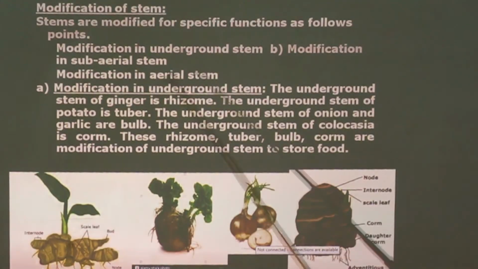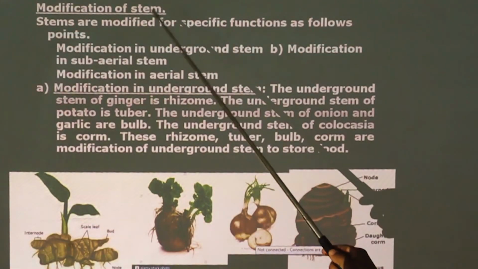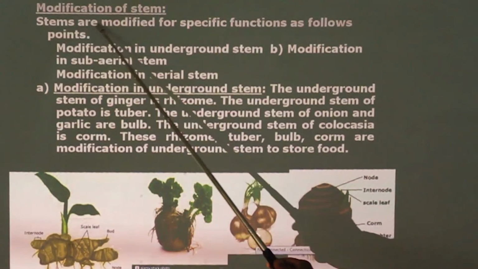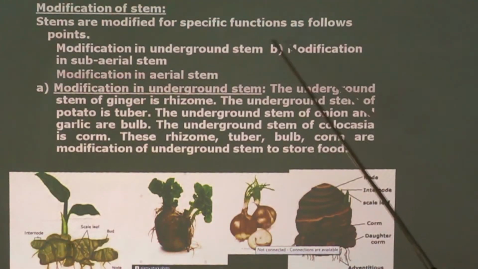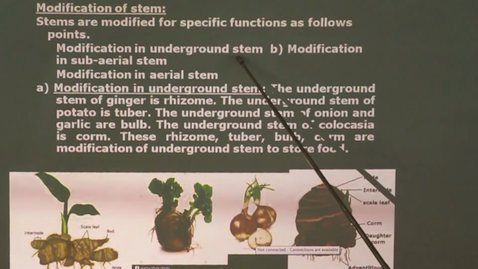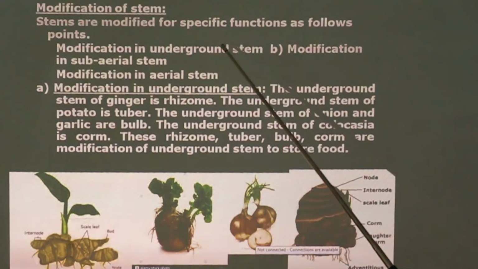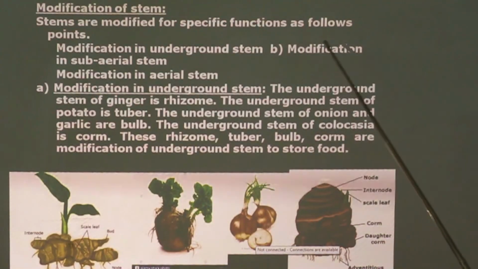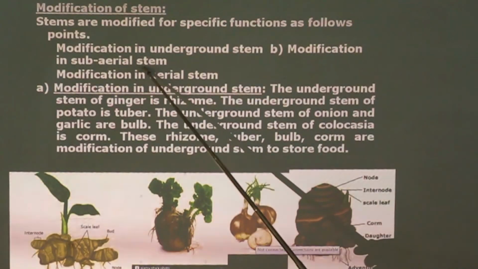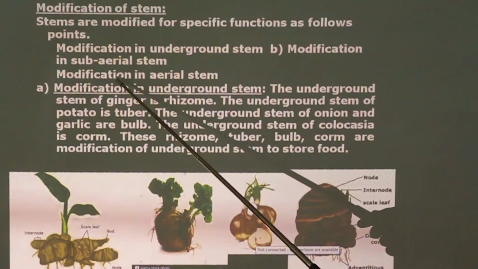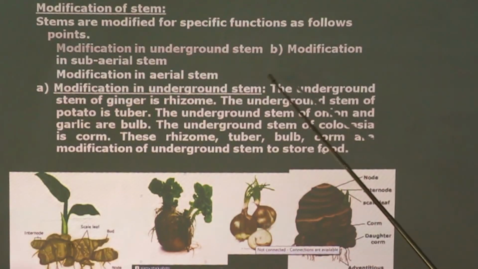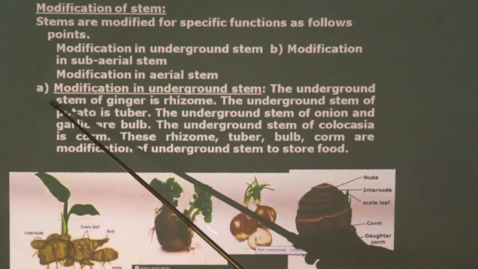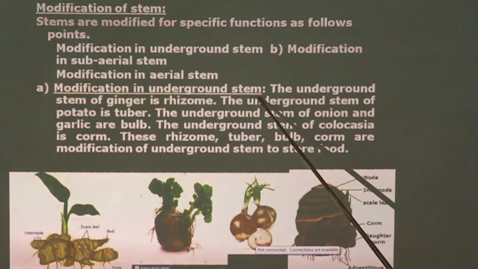Stems. Stems support the plant, but some stems are modified for other functions, and stems are modified for a specific function as follows. Modification in underground stem: the stems are found under the soil. They are modified to store food. Modification in subaerial stems, and modification in aerial stems. So the aerial stems are also modified for other functions. First of all, modification in underground stem.